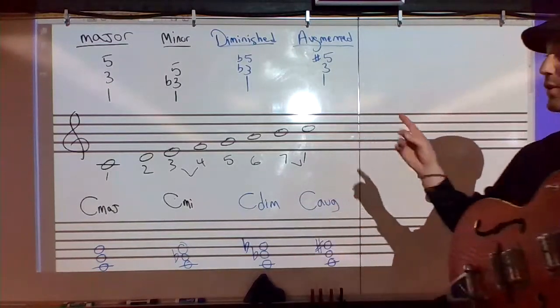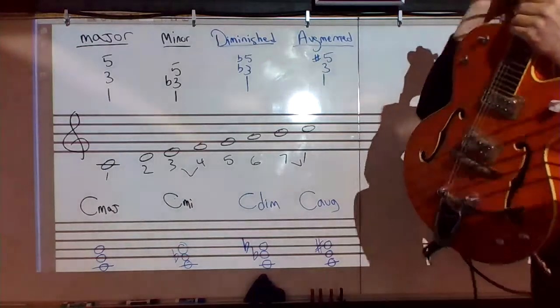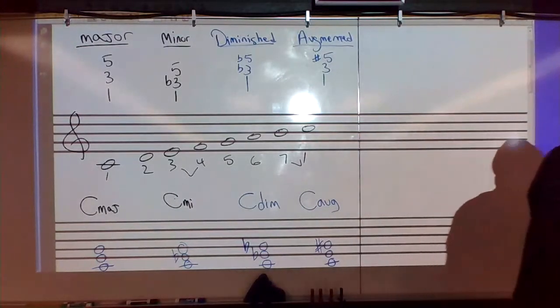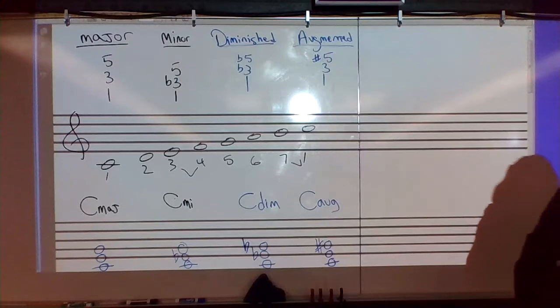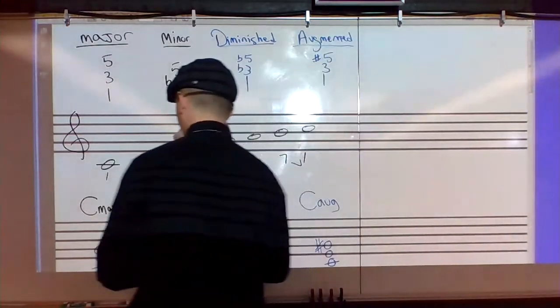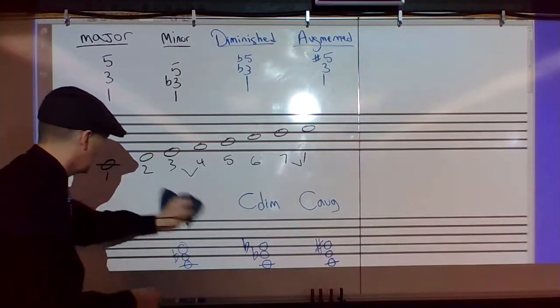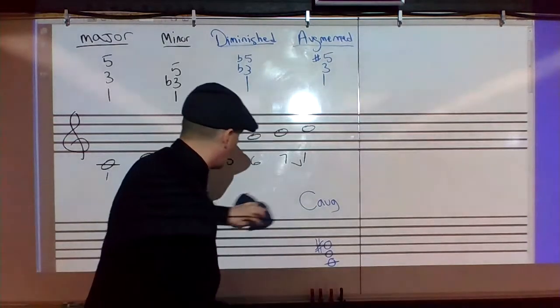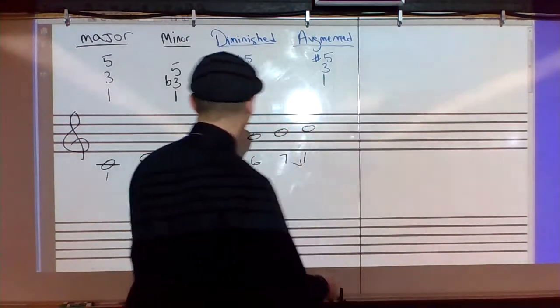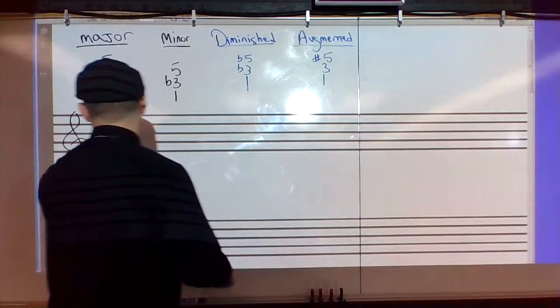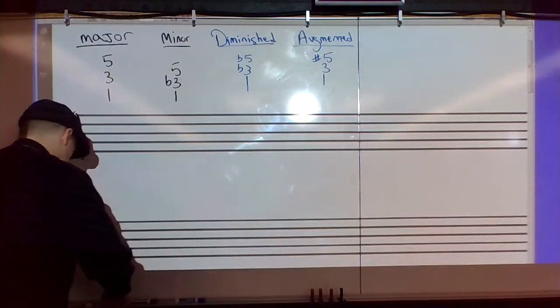So these are the 4 triadic harmonies for C major. Now, what if we had a different key? How would that affect our activity? How would that affect how we spell these? Okay?